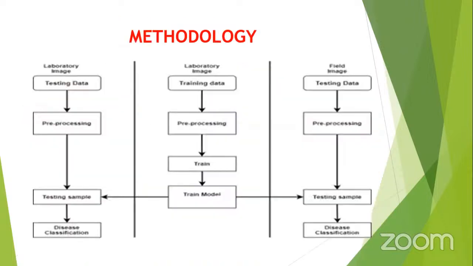So now we move forward to our methodology. We collect data of two types: first, laboratory image, and second, field image. For field, first of all, testing our data, then pre-processing, then testing the sample, and disease classification. After testing, we classify our disease. For laboratory image, first of all, we carry out data, then process and train the data, and train the accurate model to find the testing sample and disease classification.